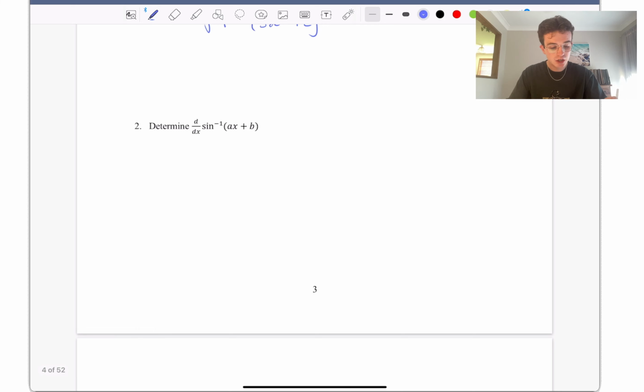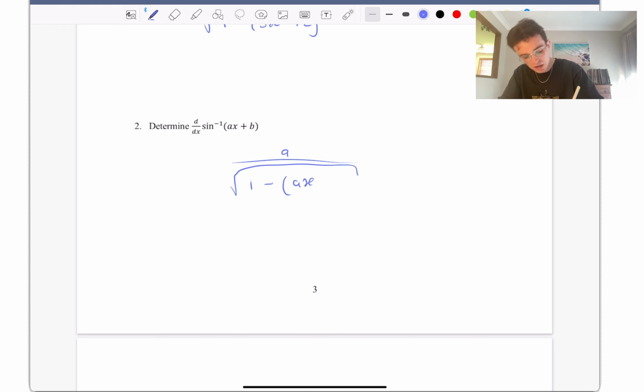Okay, determine d by dx of sine inverse of ax plus b. Again, we need to differentiate what is inside the brackets and put that on the top. So the differentiation of ax plus b is a, over the square root of 1 minus ax plus b squared. It's as easy as that, ax plus b squared.